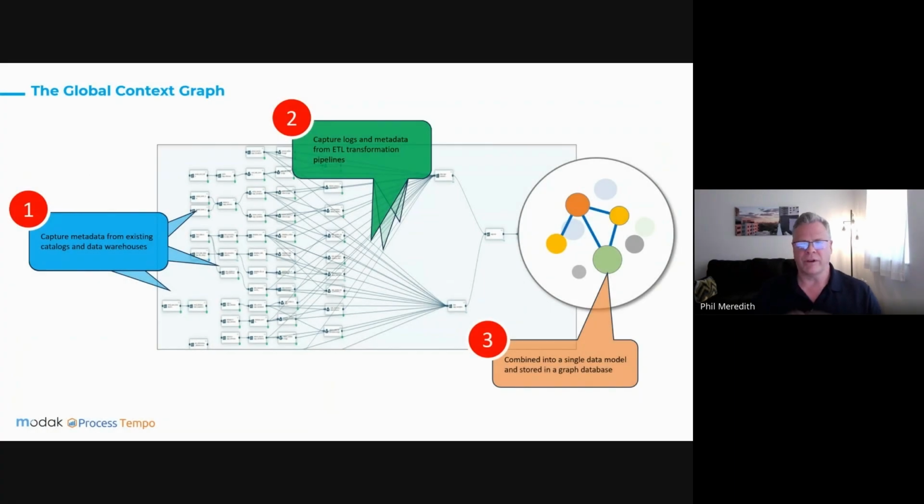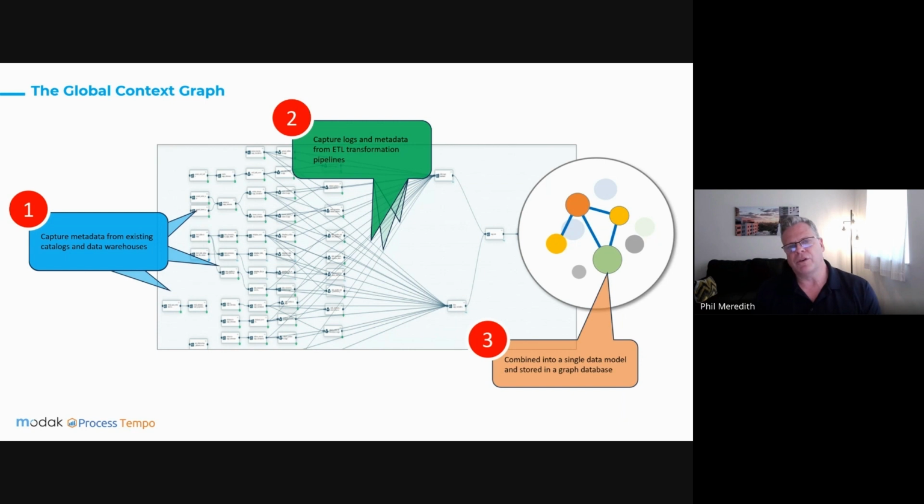And how what a context graph is and how it can help. So I put together this slide here to talk about the three main components of what a context graph is. First, we want to capture metadata from all of the organization's existing data repositories, warehouses, or data catalogs, because most organizations will have multiple of these. So metadata is being captured, but it's all over the place. We need to kind of bring it together.